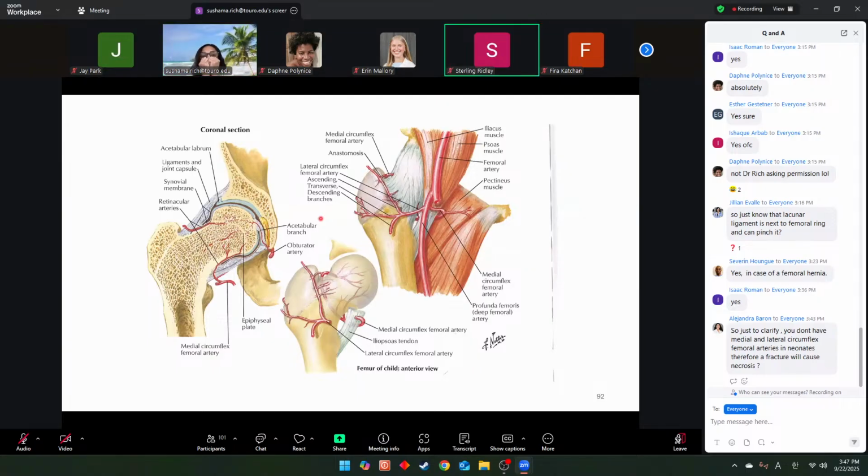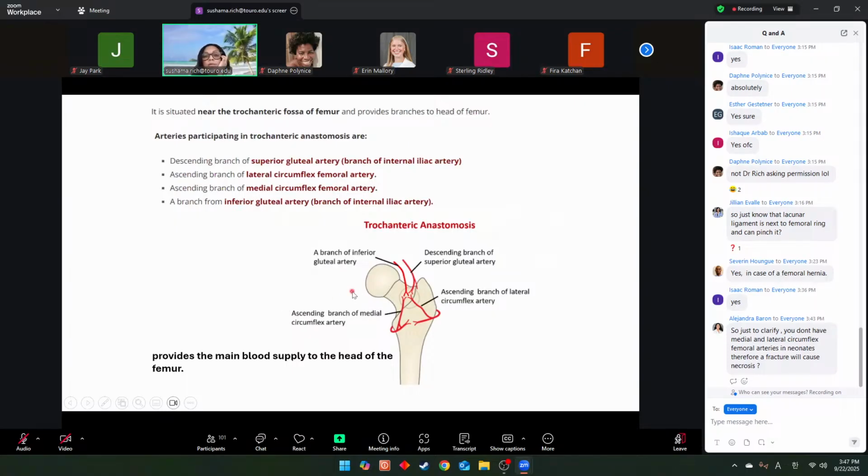Yes. Yes, thank you. So that's about the blood supply. And then there's a bunch of anastomoses. This anastomosis always kills people. I don't know why, but it's very simple. There are two anastomoses that greatly supply the hip joint. One is called the trochanteric anastomosis. The other one is called the cruciate anastomosis.